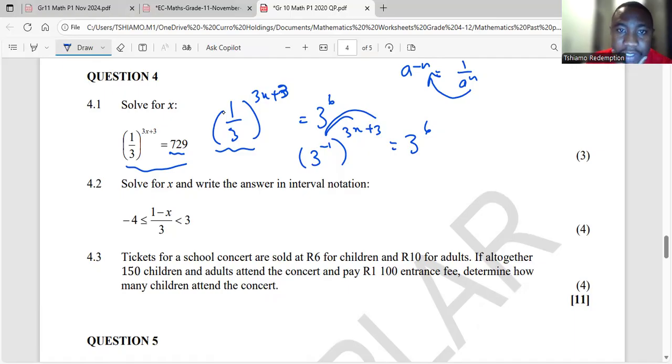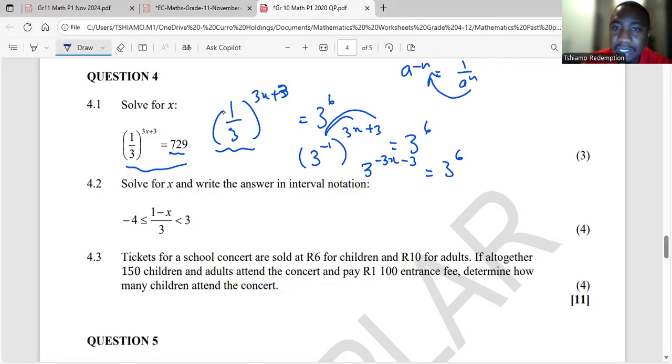Okay, so what is -1 multiplied by 3x? That will be -3x. A negative and a negative becomes a negative. And on that side we have a negative 3 to the power of 6. So at this point now, all the bases are the same.